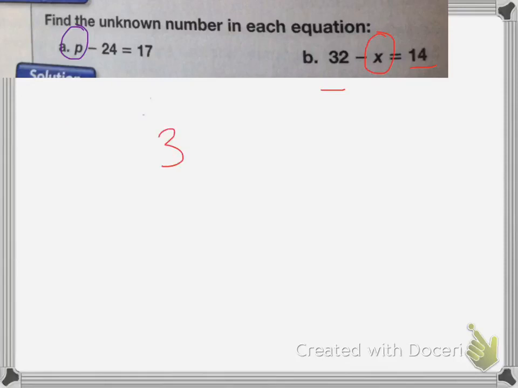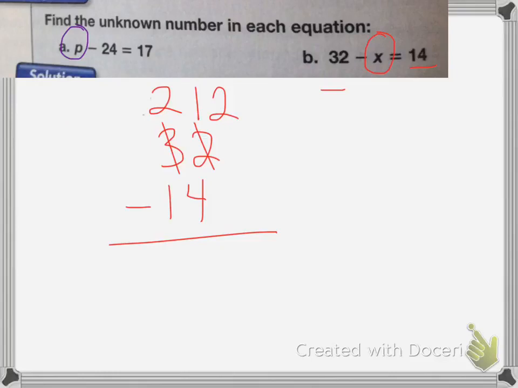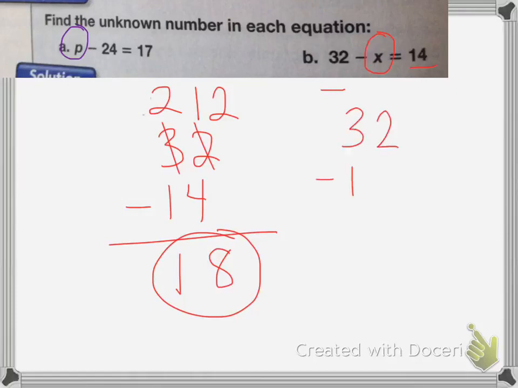So I'm going to do 32 minus 14. Okay, borrow from the 3, 3 becomes a 2, 2 becomes a 12, 12 minus 4 is 8, 2 minus 1 is 1. So my answer is 18. Again, I'd put that into my equation to make sure it's correct. So 32 minus 18, we'll see if we get 14. Borrow from the 3, becomes a 2, 12, 12 minus 8 is 4, 2 minus 1 is 1. So my correct answer is 18.